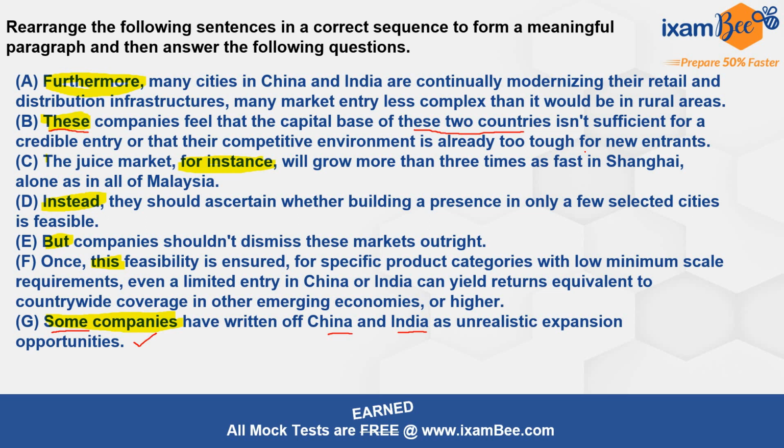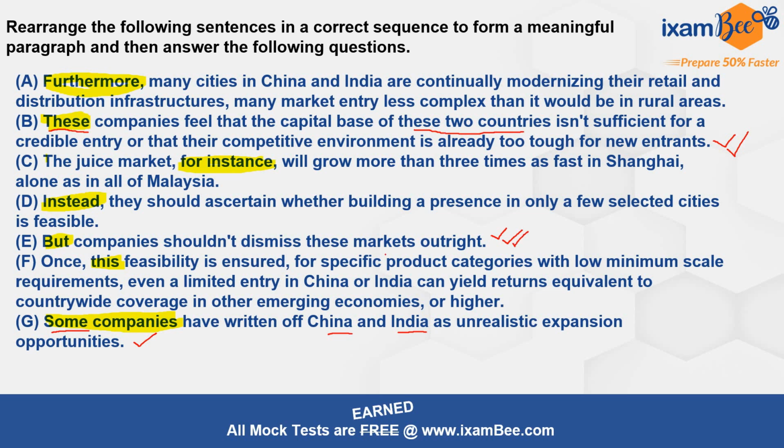Okay, all right. Now let's see. Look at C. It says instead they should ascertain whether building. Who should do what? The companies should ascertain. Okay, instead. Then what was the first alternative that was provided to us? Look at sentence C. But companies shouldn't dismiss these markets outright, right? So this is B. B is going to be your second sentence here. And E is going to be your third sentence here. So this has to be your third sentence, right?